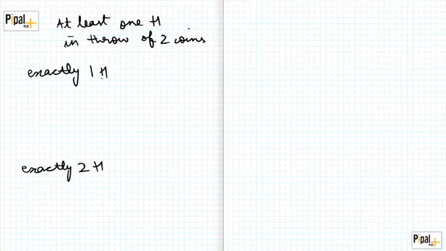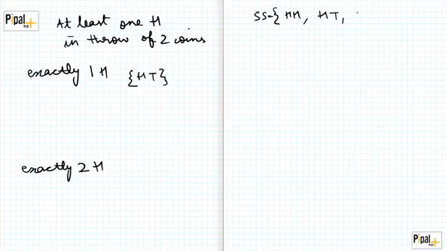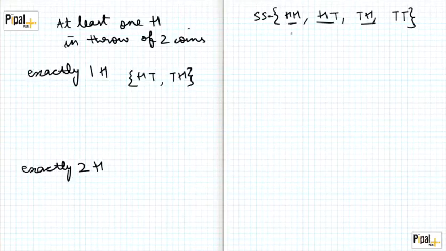Now in the case of exactly one head, we get HT. This is an outcome out of the 4 possible outcomes in the sample space. You would recall that for tossing of 2 coins, the sample space equals HH, HT, TH and TT, right? Out of these, exactly one head is HT and TH. So we have exactly one head in 2 cases, HT and TH. Now exactly 2 heads is in only one outcome, which is HH, right?